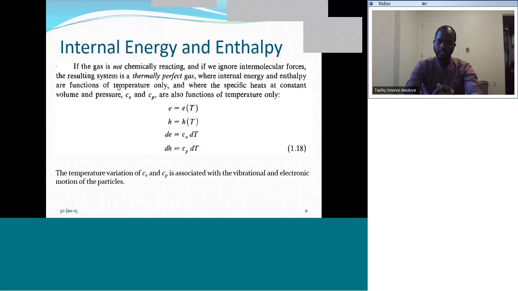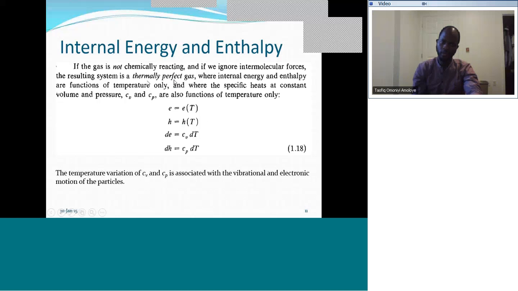So when we have neglected the effect of intermolecular forces, we are talking about a perfect gas, but the internal energy and then the enthalpy are still functions of temperature. So we are talking about a thermally perfect gas. Then we can define the specific heat at constant volume. Specific heat is just the amount of heat that needs to be added per unit mass to raise the temperature of the gas by a unit at constant volume.